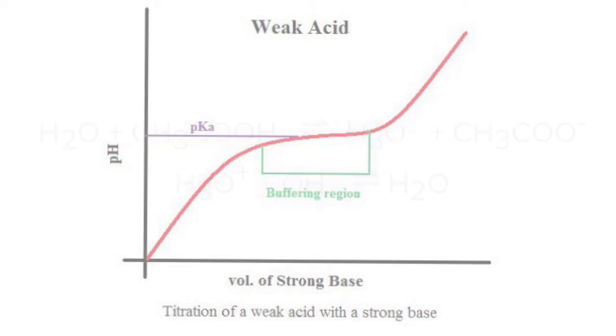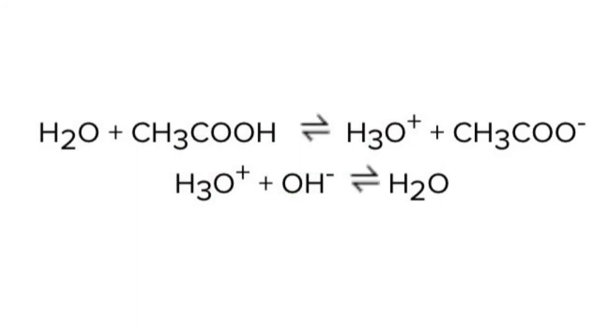The hydroxide reacts with the hydronium ion from the acid in the following reaction. Hydroxide reduces the hydronium concentration in the solution, thus preventing pH changes, and shifts the equilibrium to the right.